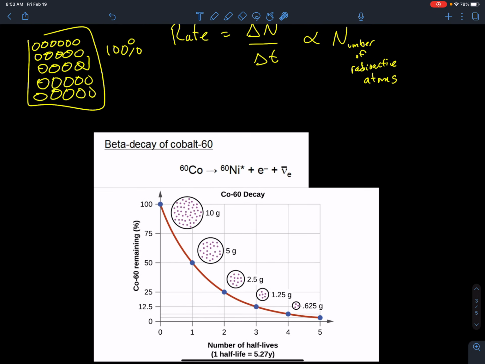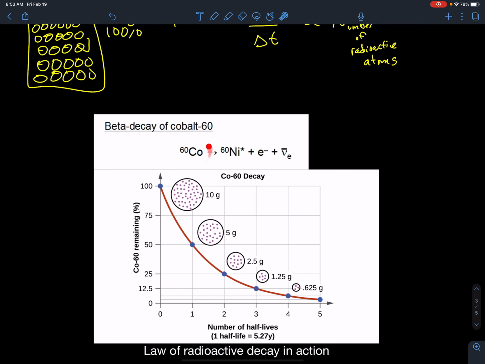Okay, so here's an example of what this would look like. Here I have a sample of cobalt-60, which undergoes a beta decay. Remember that reaction. The nucleon number doesn't change. But if it undergoes a beta decay, a neutron becomes a proton. So that's why the element changed, from cobalt to nickel. So a neutron became a proton and spit out an electron and an antineutrino, okay? So if I had a substance that was maxed out cobalt-60, I have 10 grams of radioactive cobalt-60 atoms, that would be 100% of cobalt-60, all right?